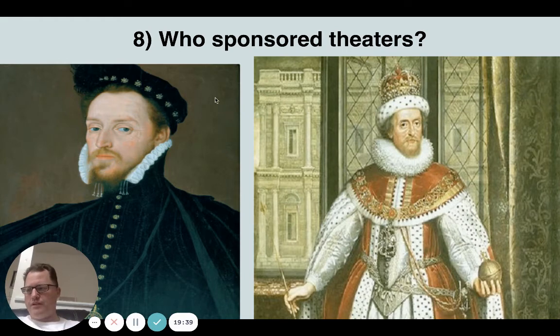Here we have the Lord Chamberlain. Here we have King James. Lord Chamberlain was the initial sponsor of Shakespeare's acting company, hence Lord Chamberlain's Men. Unfortunately, Lord Chamberlain was involved with the Essex plot of 1601, so he was arrested for treason. But when King James took over in 1603, he was a lover of theater, and Shakespeare's acting company became the King's Men.